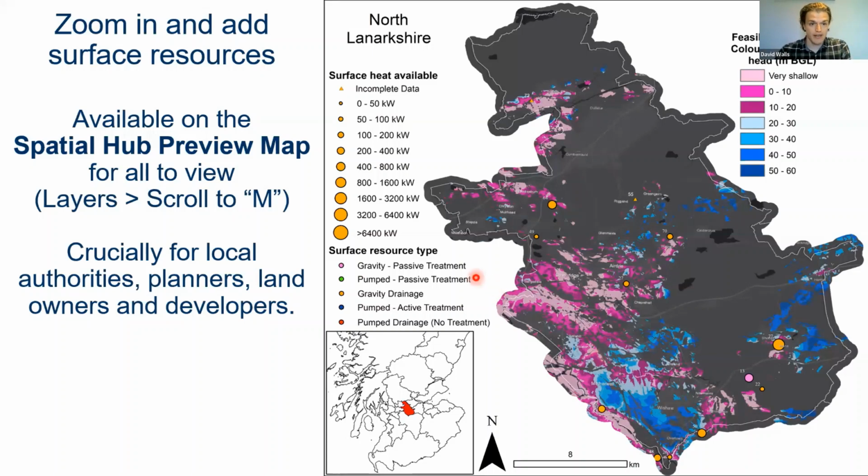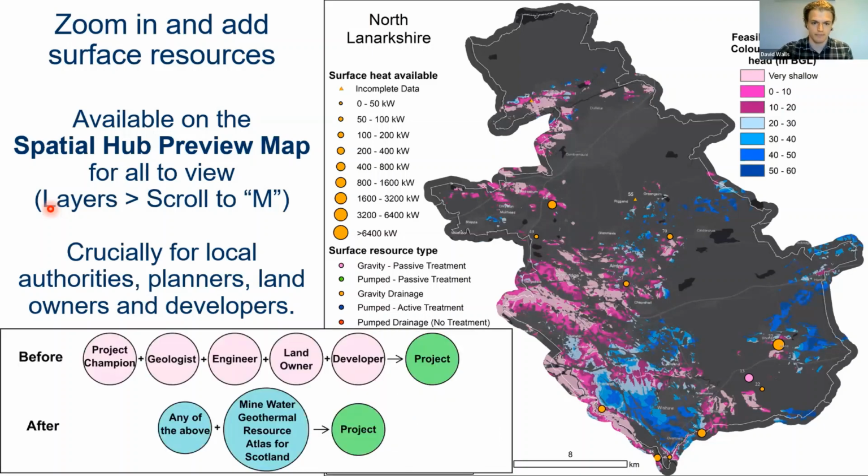As of Tuesday, it's on the Spatial Hub preview map, and you can simply access that by Googling that phrase, then click on the little layers icon, and scroll down to M for Mine Water Geothermal Resource Atlas for Scotland. Select that, and you'll be able to scroll in and out, go and find your house, go and find a project which is associated with you. And this is really crucial, I think, for local authorities, planners, landowners, and developers.